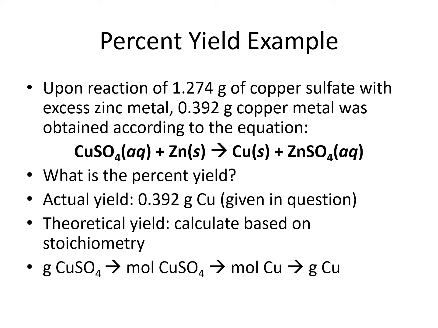To find percent yield, we're going to do actual divided by theoretical times 100. Our actual yield was given to us in the problem. This is 0.392. The theoretical yield we have to calculate. We'll take our grams of copper 2 sulfate that we started with and change it into moles. That way we can do a stoichiometry problem that goes from moles of one thing to moles of another. We're going to go from moles of copper 2 sulfate, our limiting reactant, to moles of copper, the product that we're interested in. Then we go from moles of copper to grams of copper. That way we can compare the grams of copper that we should have gotten to the grams of copper that we actually got.